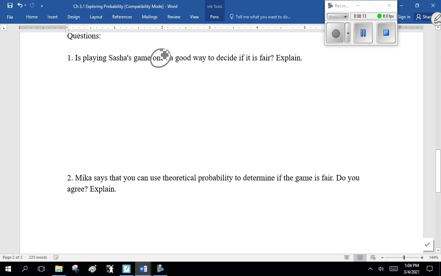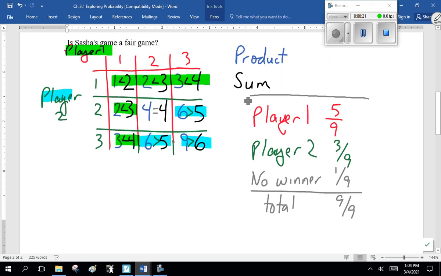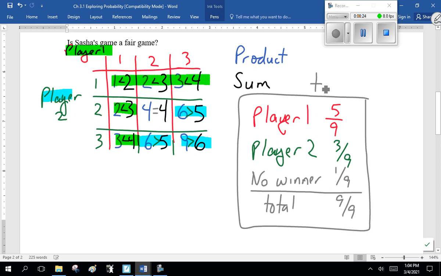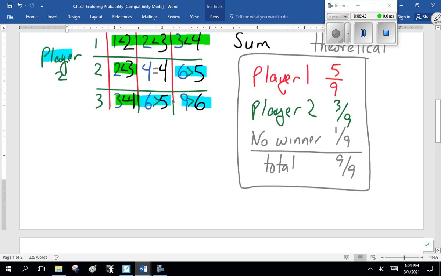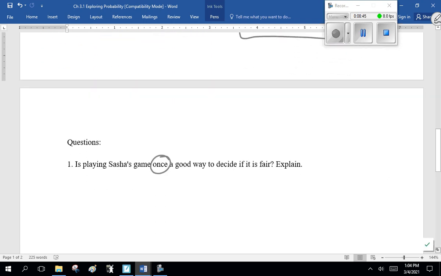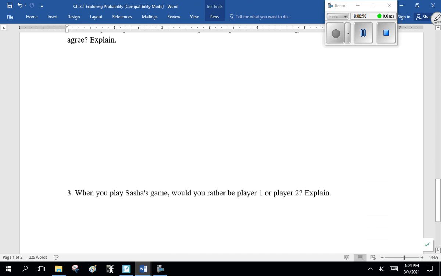Micah says, number 2, sorry, Micah says that you can use theoretical probability to determine if the game is fair. Do you agree? Well, I'm going to stress right here. This is theoretical. In theory, player 1 wins 5 out of every 9 games. In theory. If you play 9 games, will player 1 win exactly 5 times? Probably not. Life is too random for that. Now, you can explain why or why not you agree with that.